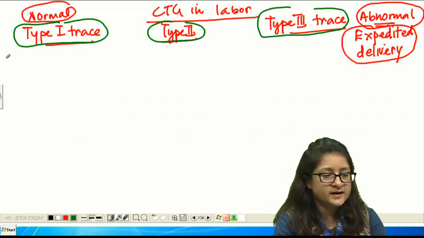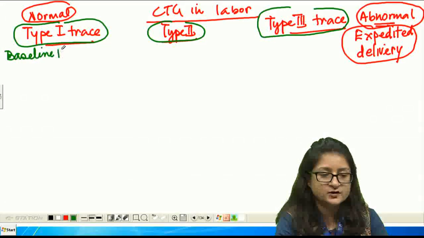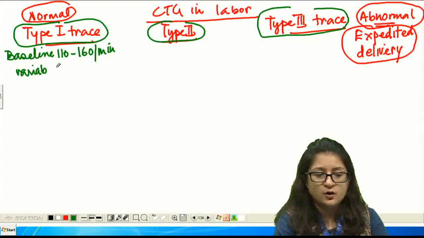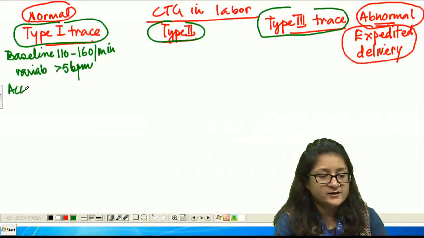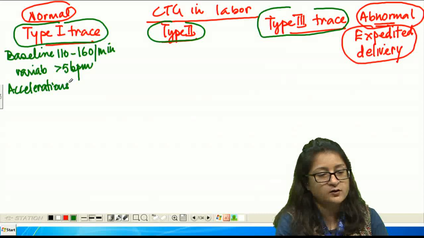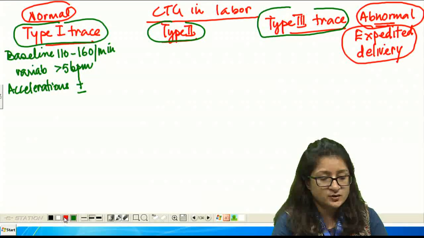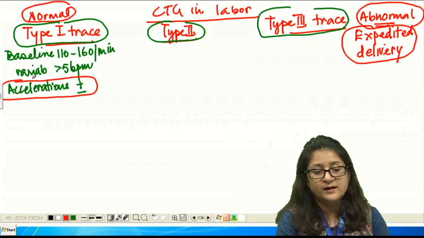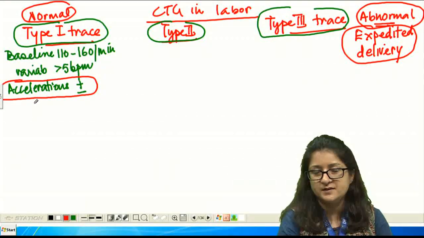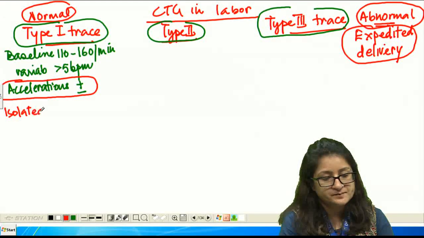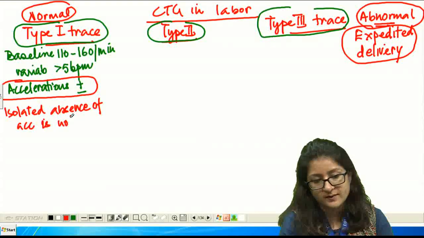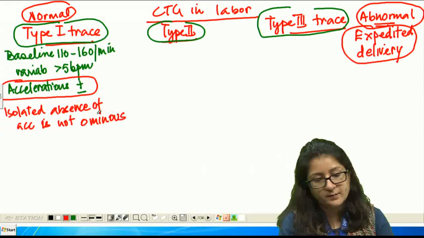A completely normal trace would have a baseline of 110 to 160 per minute, and normal variability, at least 5 beats per minute or more. Accelerations can be present or absent; if present, that is a good sign, but remember, isolated absence of accelerations in the presence of normal variability and baseline is not an ominous sign. One thing, conclusion, we come to this.